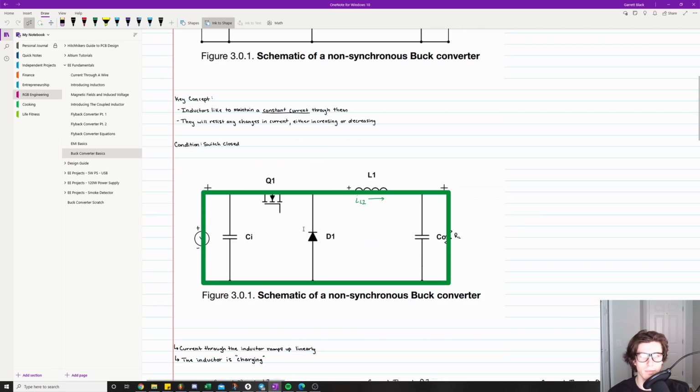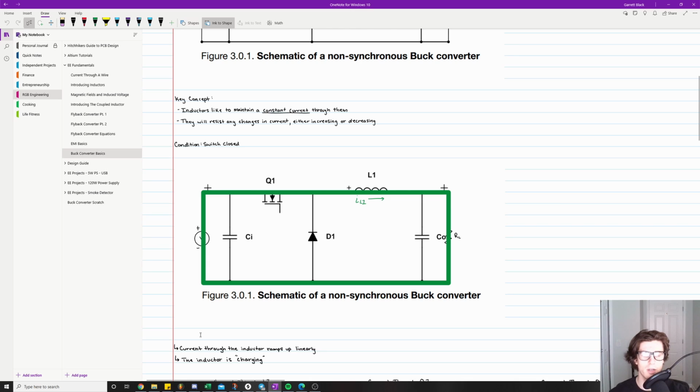So this is the condition. Like I said, this is when the switch is closed, and during this condition the current through the inductor ramps up linearly, because remember how I said an inductor likes to resist a change in current. Before the switch was closed, there was zero current flowing through this inductor, so it's going to resist it. That's what gives us that linear ramping, and I'll show you a graph in a second, but it looks just like a linear straight line heading up as current slowly increases through this inductor.